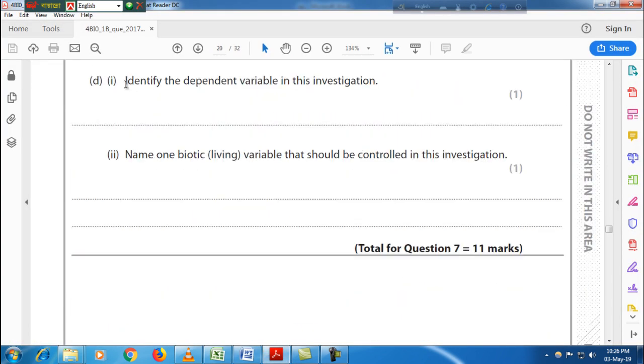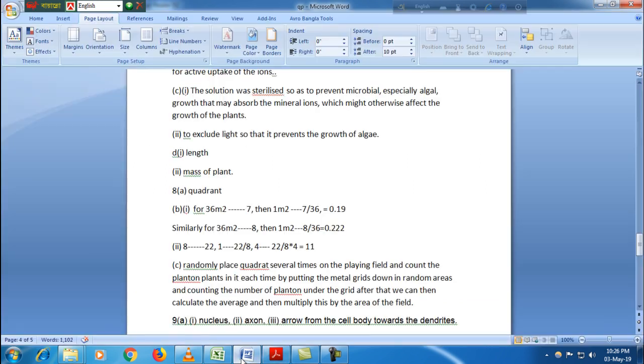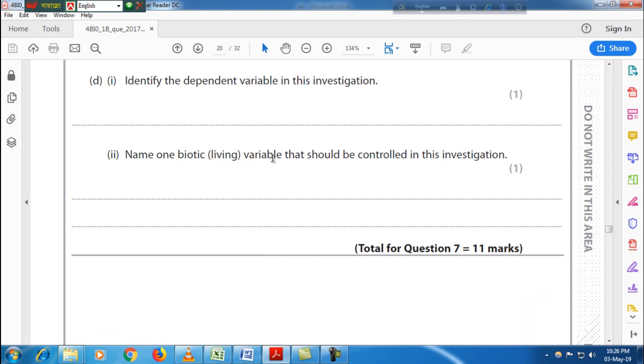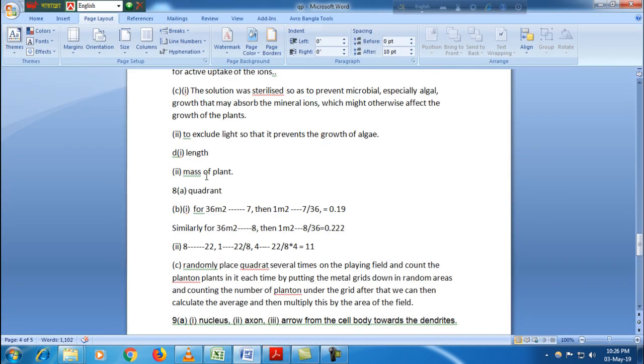Next question. D1. Identify the dependent variable in this investigation. In this investigation the dependent variable is length. Number 2. Name one biotic, living, variable that should be controlled in this investigation. It will be mass of plant.